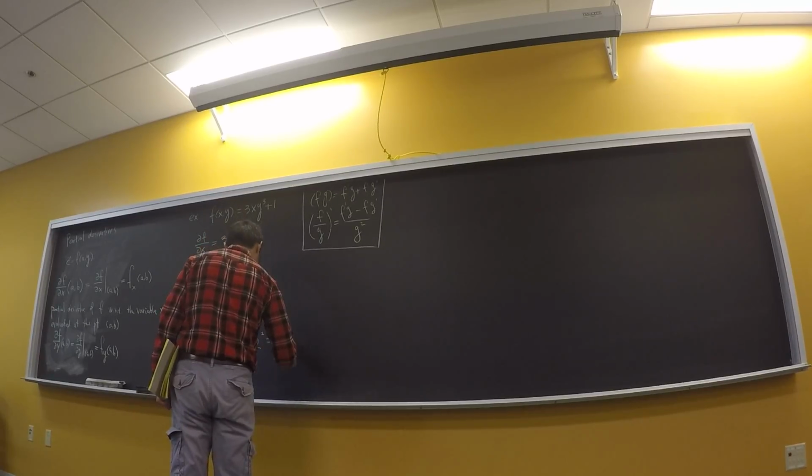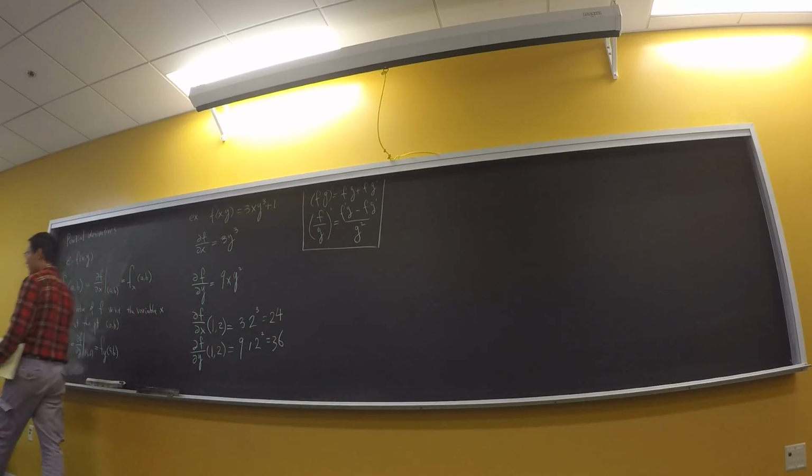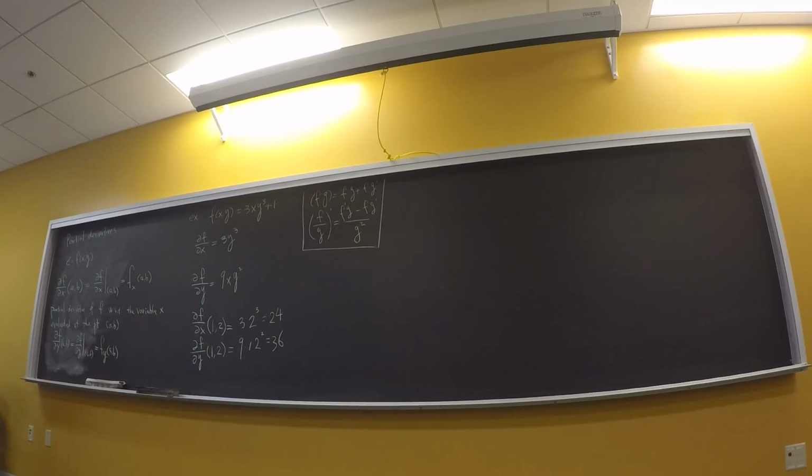So 36. Okay. See, these computations are very, very easy. Before I move on to the next gentleman, what's your name again? Ali. Ali.